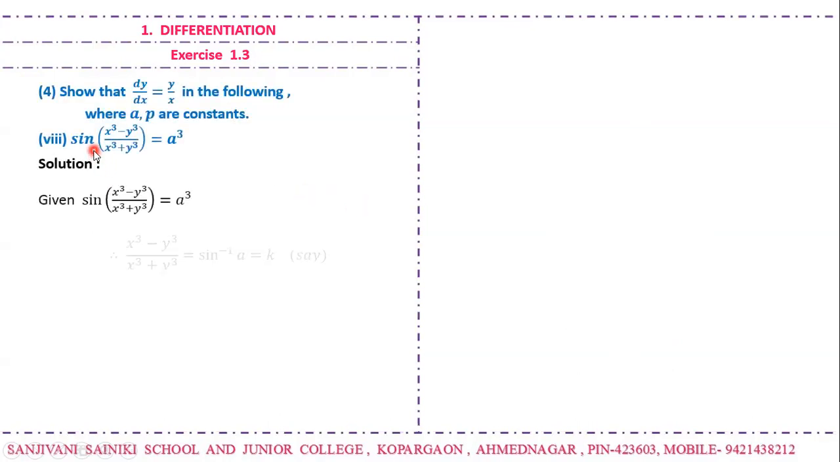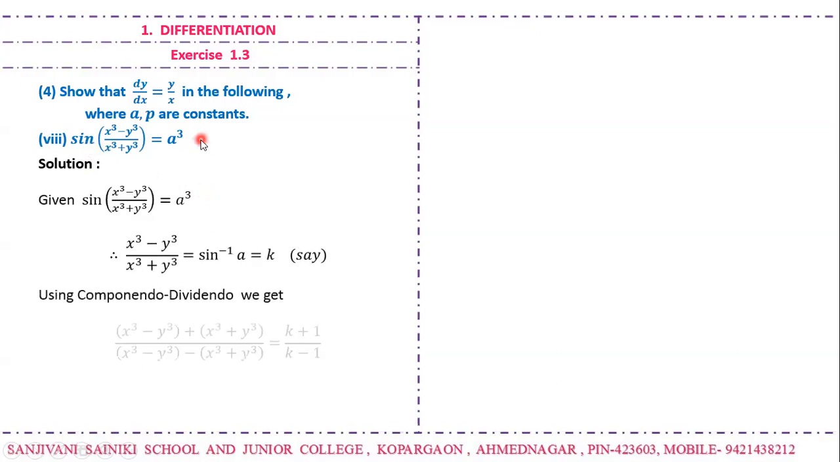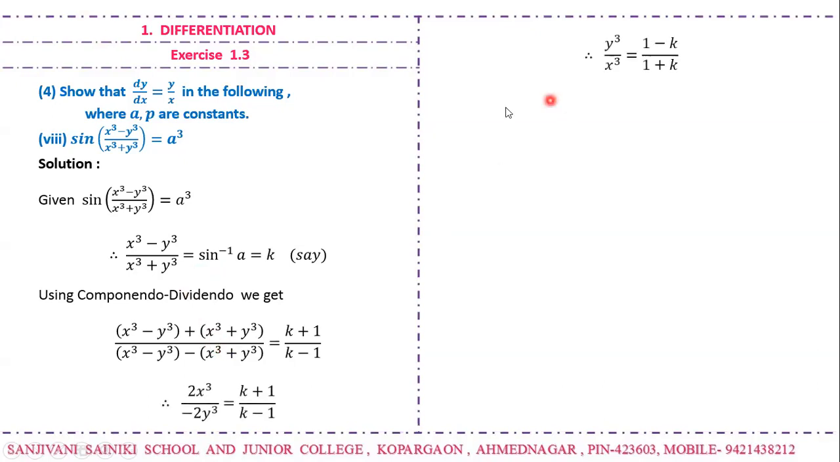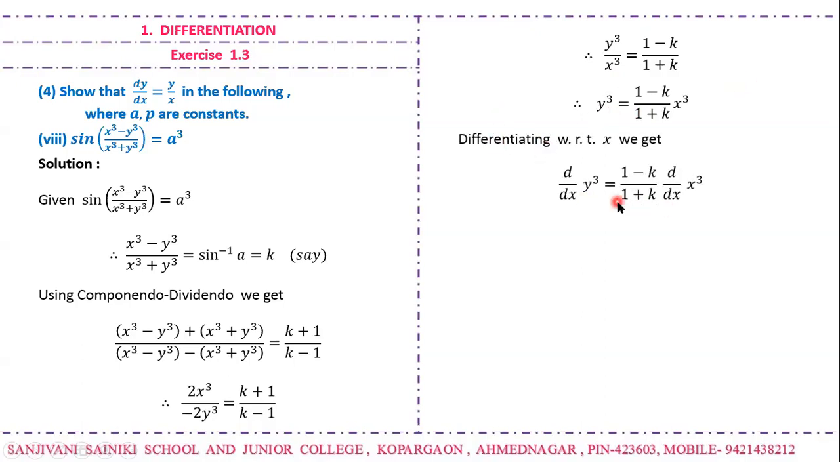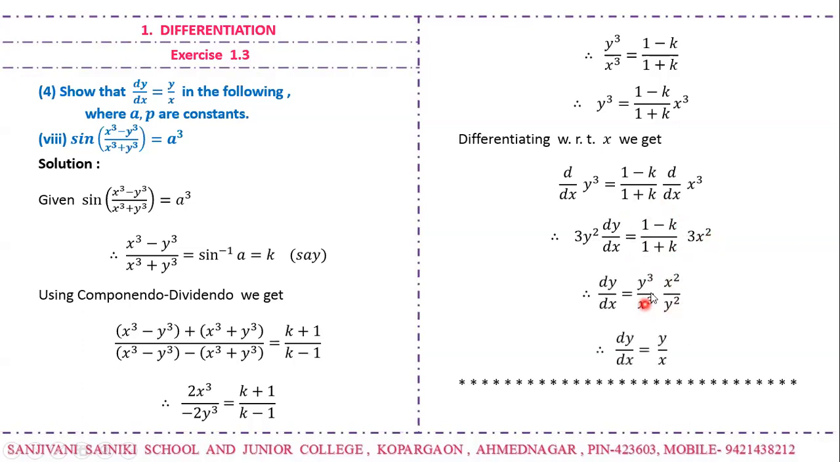Again the same example, here we have to show the derivative of the given function is y by x. On the same line, using componendo and dividendo, find the value of y cube upon x cube. Then find the value of y cube and differentiate with respect to x. So taking the derivatives, 3y square dy by dx is equal to (1 minus k) upon (1 plus k) times 3x square. Now put the value of (1 minus k) upon (1 plus k) in this expression, that is y cube upon x cube from equation 1. The y square cancels, the x square cancels, and we get y upon x.